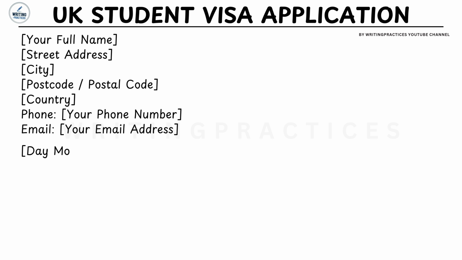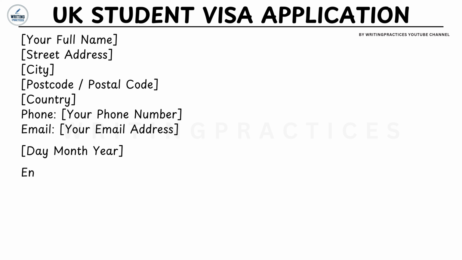Writing the date. After your contact details, write the date. In UK format, write the day first, then month, then year. For example, 11th of May 2026. This shows when the letter was written. It should always be recent and close to your visa submission date. An updated date shows that your information is current and valid.